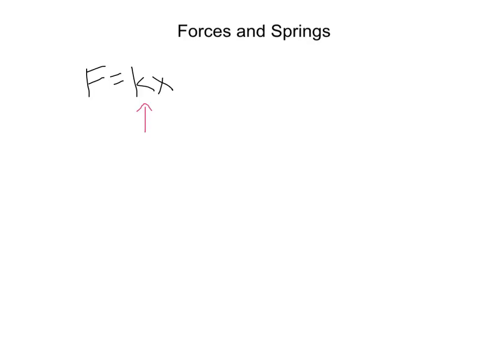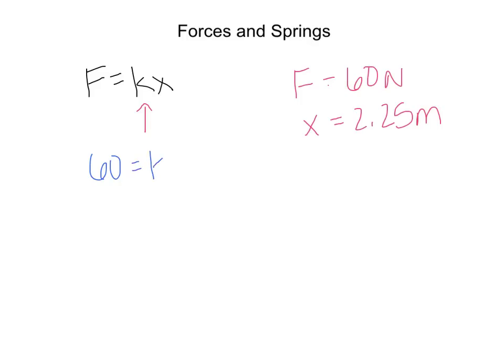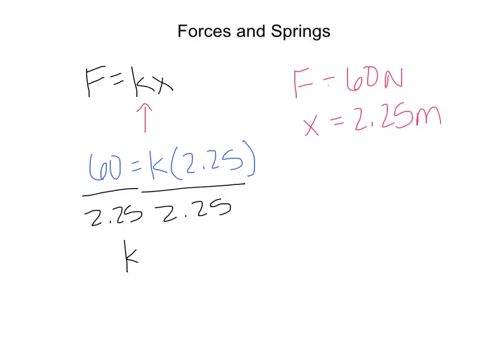So I did one for mine, and I ended up figuring that it takes a force of about 60 newtons to pull my band a distance of 2.25 meters. I want to make sure we're in meters. So now when I find my spring constant, I'm just going to plug these two things in. So I know that 60 equals k times 2.25. So I need to divide both sides by 2.25. So I get k, my spring constant, is 26.67. So that's a number that I'm going to need to use again, so I want to keep that in mind.